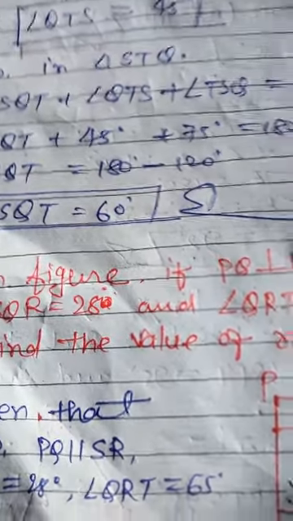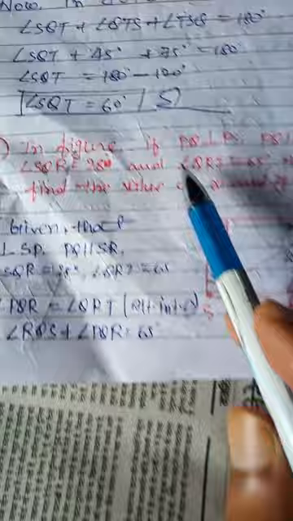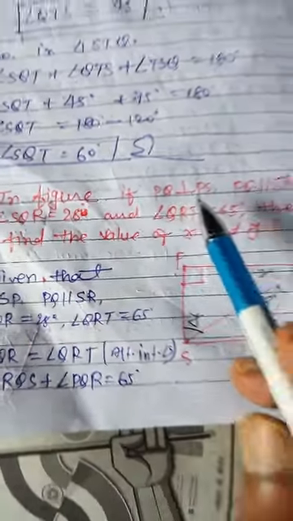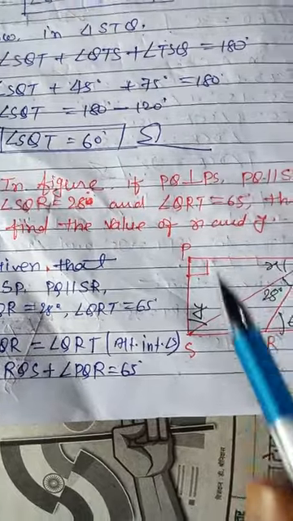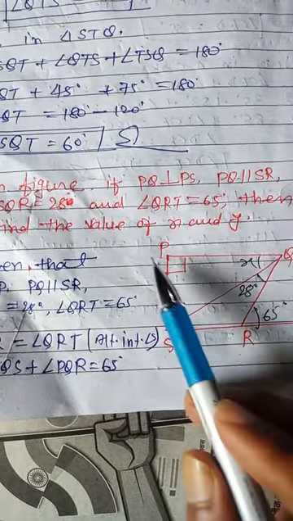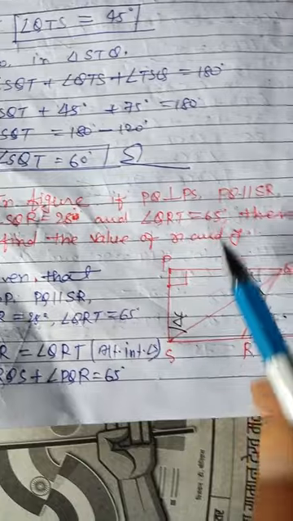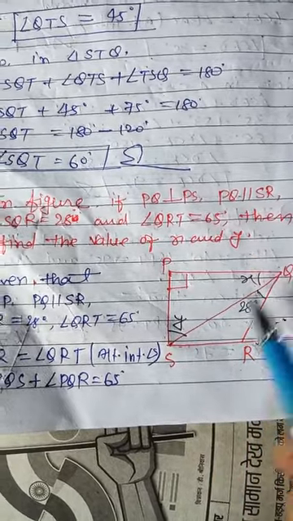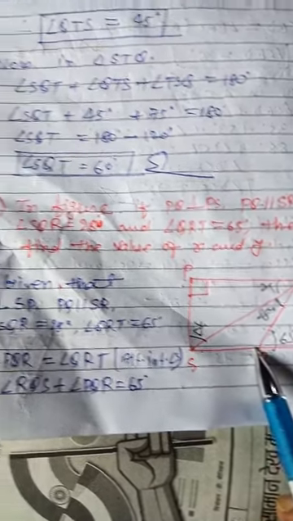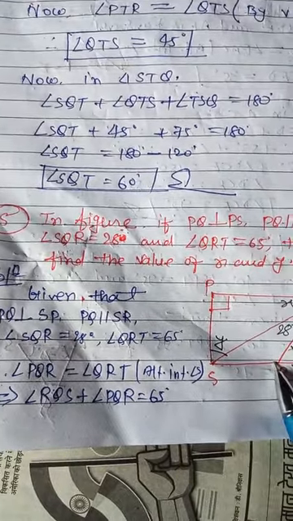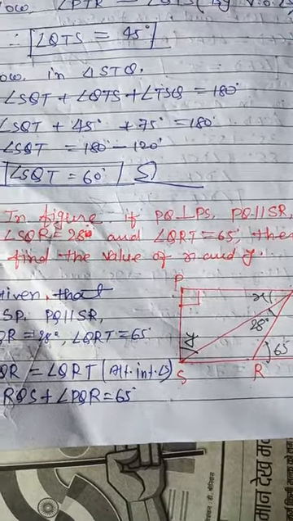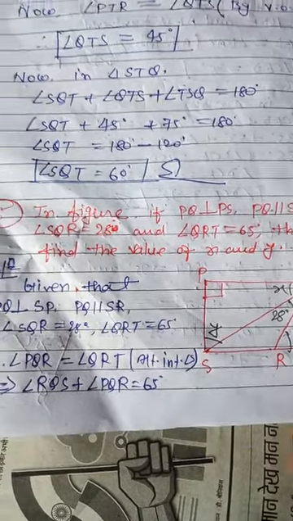Now in third question, in the figure, PQ is perpendicular to PS, this is PQ and this one is PS. PQ is parallel to SR. Angle SQR is equal to 28 degrees. This angle is 28 degrees. Then find the values of x and y.